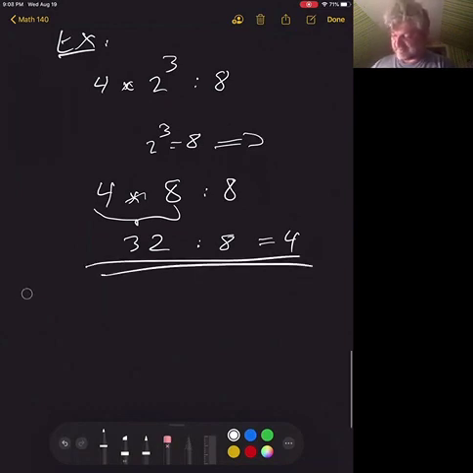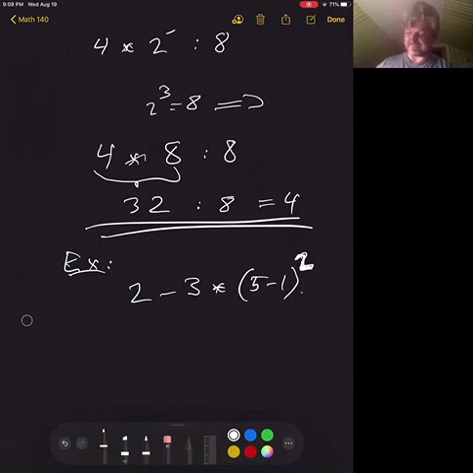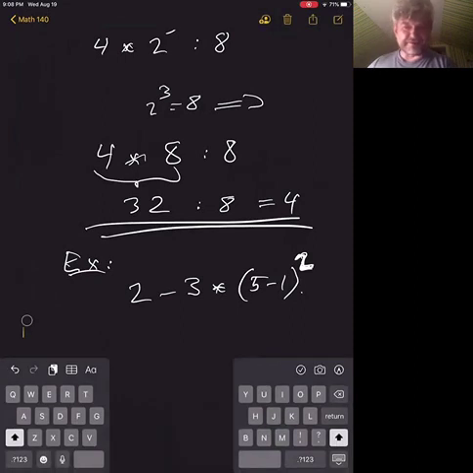I'll leave you one example that has it all. 2 minus 3 times (5 minus 1) squared. And I can give you the answer in lecture tomorrow.